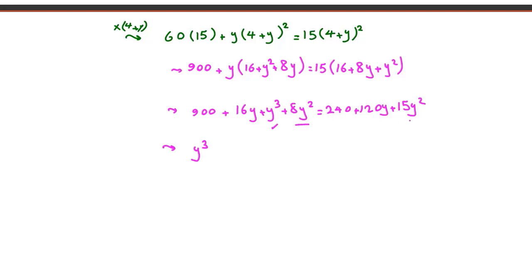Now let's focus on y squared. It will be minus 7y squared. We've considered that. Let's consider y, 60y, 120y. It will be plus 1 minus 104y, plus 900 minus 240, 660, equal to 0.